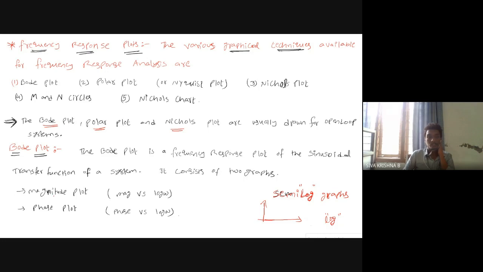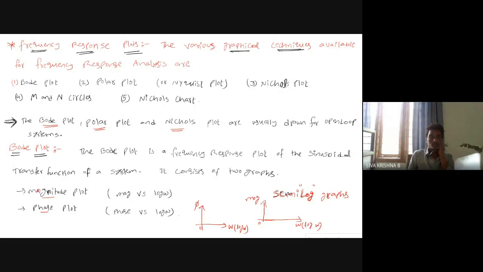Basically, we will have two plots. One is the magnitude plot, and the other is the phase plot. Magnitude is on the y-axis, and it is a function of frequency, that is omega. Logarithmic values you are going to write. In the phase plot, the y-axis is phase angle, and here again it is frequency omega, as a function of log omega values. So basically it has two plots, the magnitude plot and the phase plot.